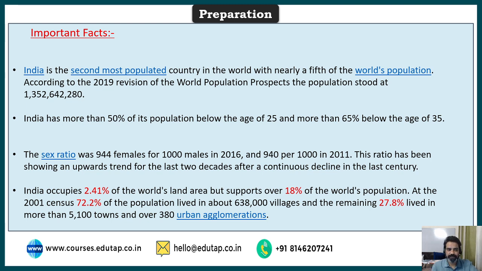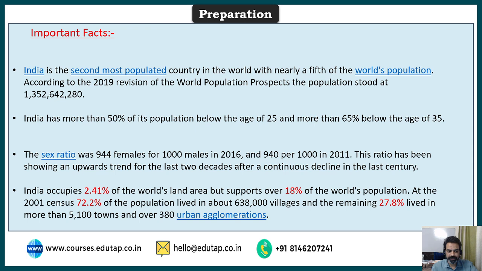India is the second most populated country in the world with nearly a fifth of the world's population. Now, according to 2019, the population in India stands at 135 crores. Now, India has more than 50% of its population below the age of 25 and more than 65% below the age of 35. That means India has a lot of human capital, young human capital. So this fact can be used in n number of essays, guys.